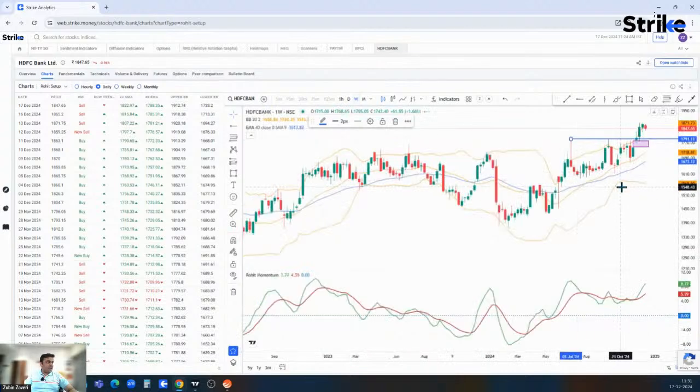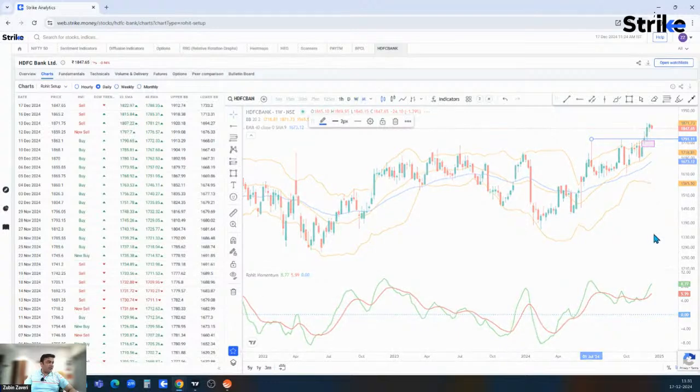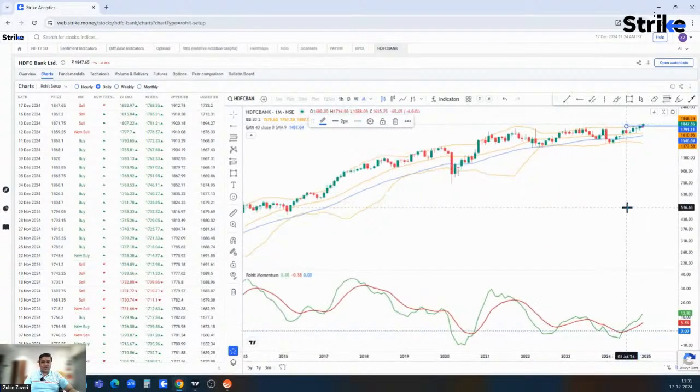Let me confirm that with the weekly chart as well. See, the momentum is strong. All right, prices are trading higher, and even on the monthly chart the momentum is strong. All right. So yeah, this is a ray of hope. If HDFC's momentum is strong, and the financial sector and the banking sector are also strong, Nifty will not see a major crash, maybe a little bit of a dip, and this dip we can use as an opportunity to buy in.